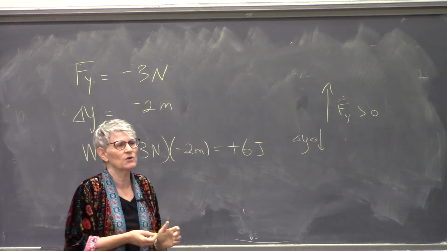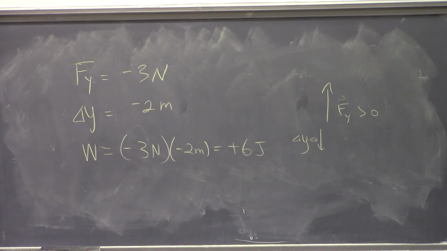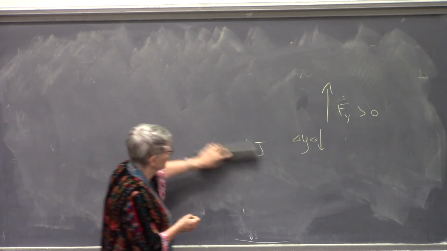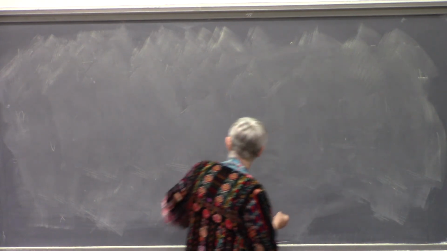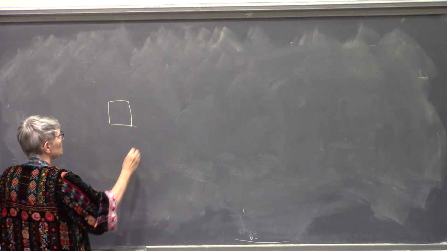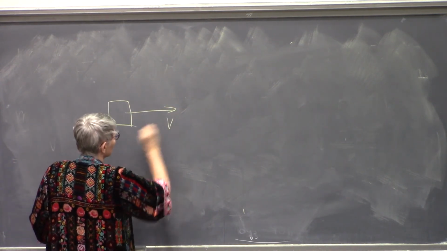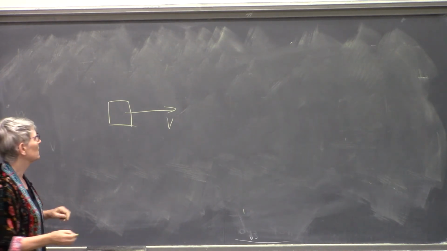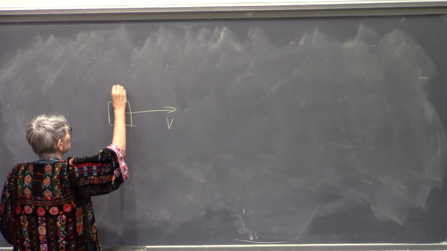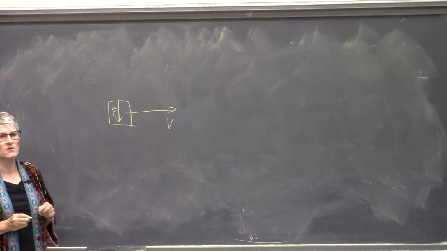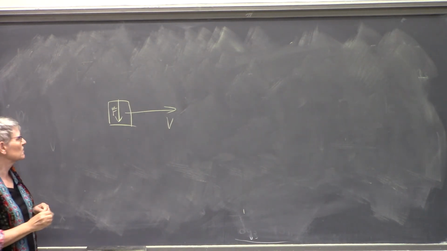Is there an example of when work is 0? That's a great question. Can you think of one? Okay, when there's no force, that's a trivial one. But let's consider the following situation. Here's a block sliding to the right, so it's sliding in the plus x direction, with a downward force. So your force is in the y direction.